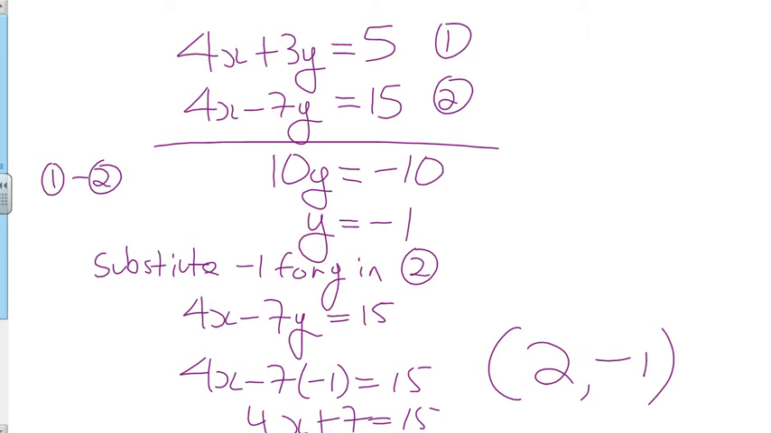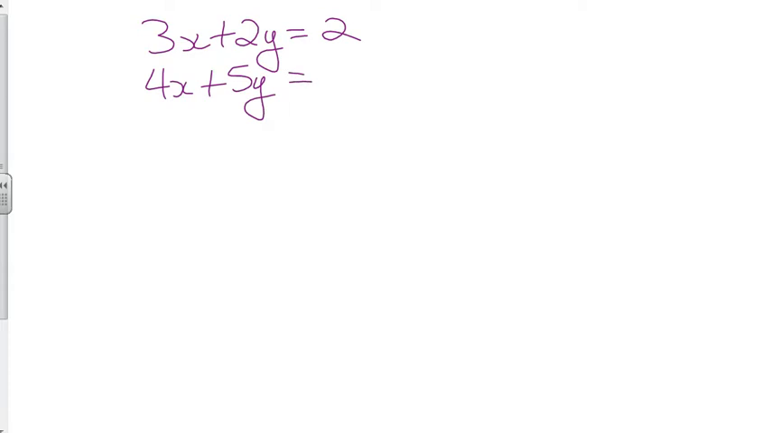All right, let's step it up a notch. So, what if? Let's go for the hard. Well, not the hard. Hardy hard. 3x plus 2y equals 2, and 4x plus 5y equals 12. Okay, call that 1, call that 2.